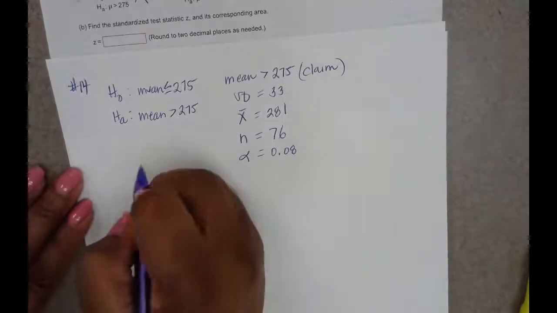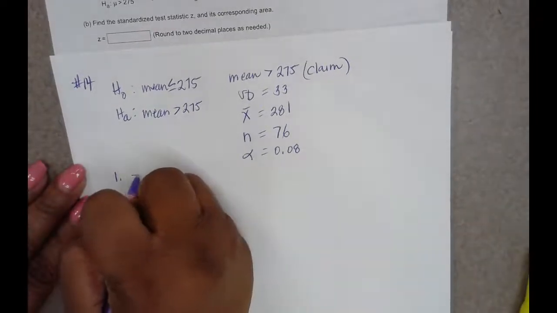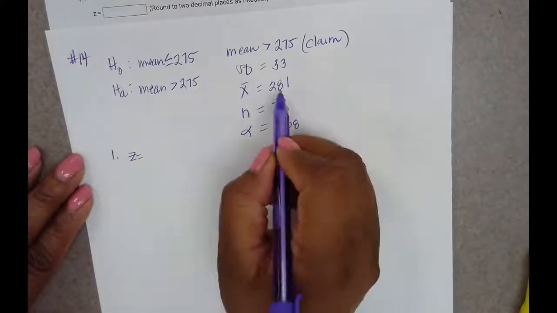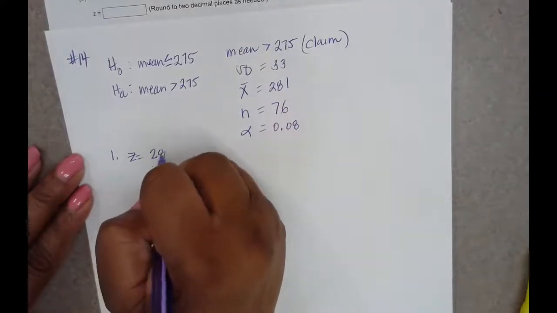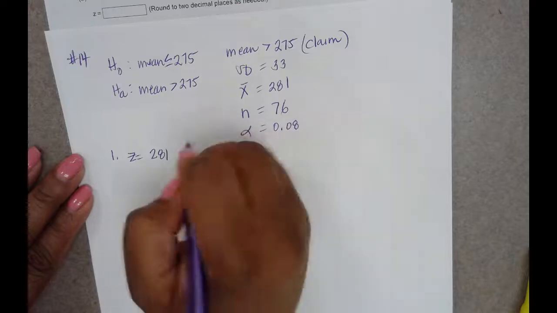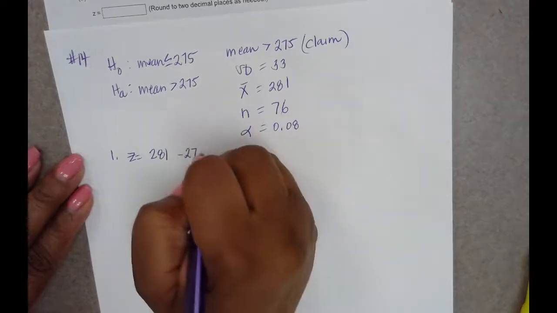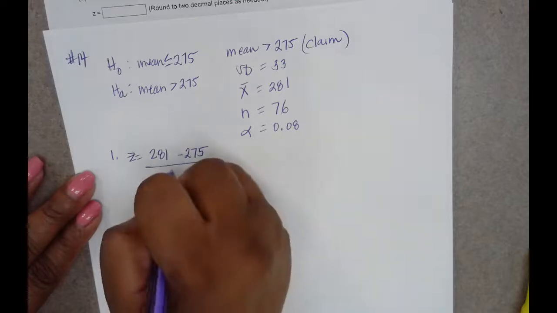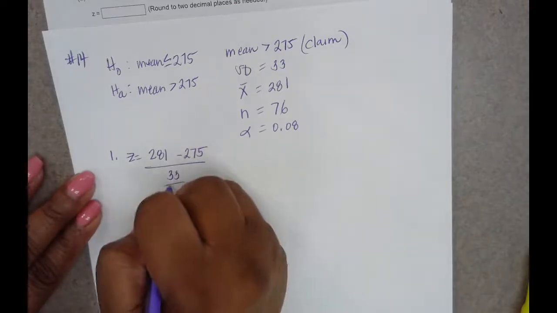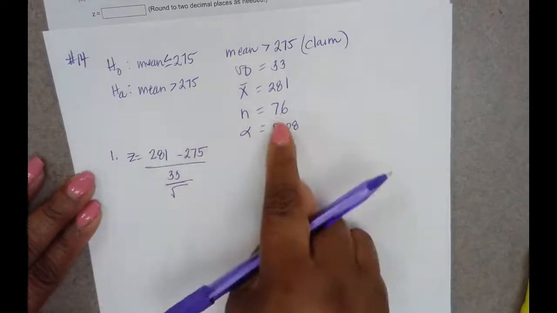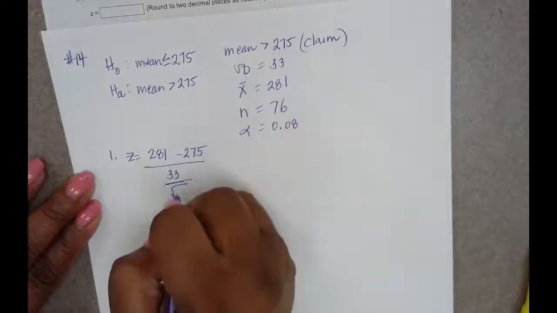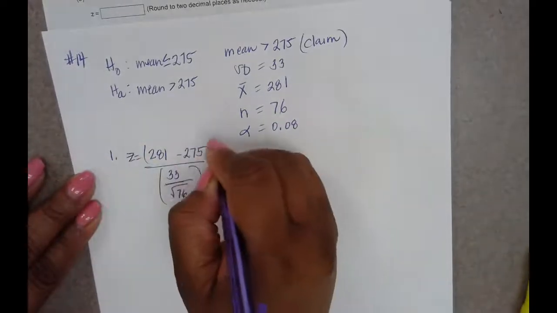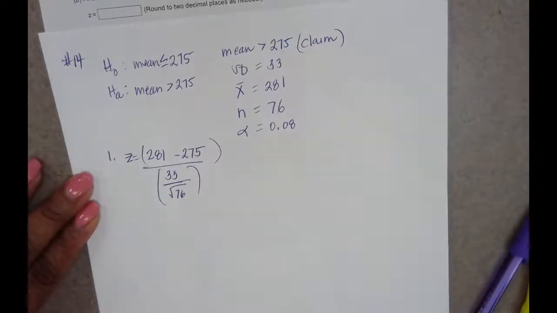So the first thing is, let's find our Z. The formula says that we take the sample mean and subtract the population mean. Divide that by the standard deviation divided by the square root of the sample size. I'm putting parentheses for my calculator. Let's go here.